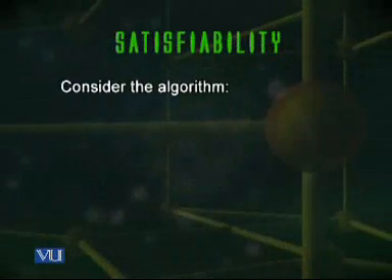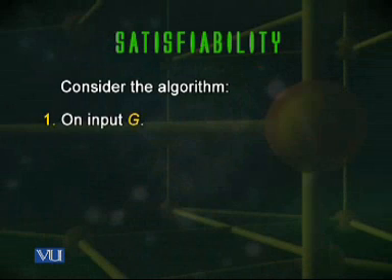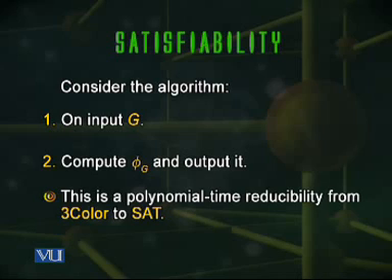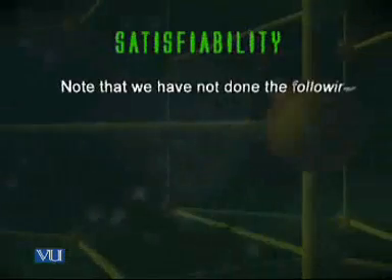Let's look at the formal algorithm which reduces three-color to satisfiability. Consider the algorithm. It takes as an input a graph G, and it computes phi of G and outputs it. This algorithm satisfies all requirements of a polynomial time reducibility. Why does it do that? It's easy to see that the formula phi sub G can be easily computed in polynomial time. Furthermore, if the graph is three-colorable, the phi of G, the formula we get, will be satisfiable. If the graph is not three-colorable, the formula phi of G would not be satisfiable.